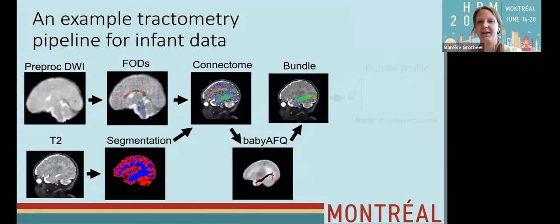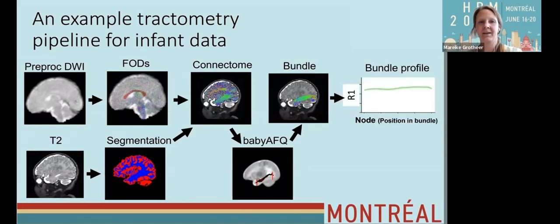So now that we have nice bundles in infants, we can analyze and compare various microstructure properties along the lengths of the bundle. This last step does not require any infant-specific changes, because here we resample the data to a certain number of points along the bundle anyways, so we have moved out of the infant-specific brain space.